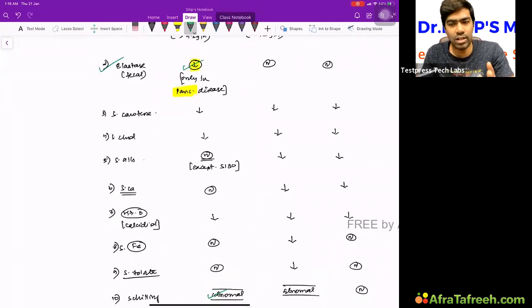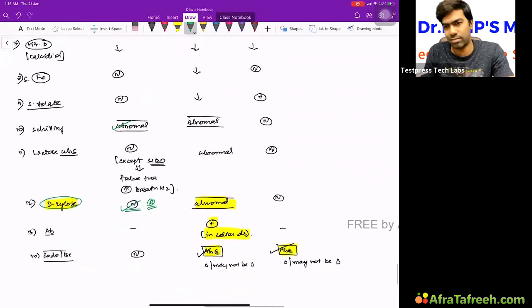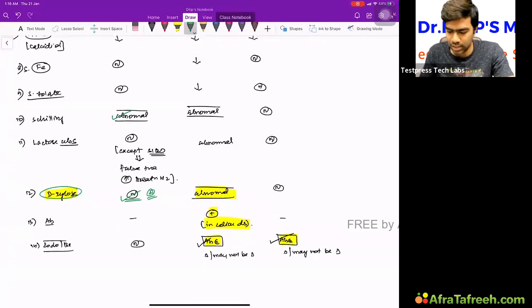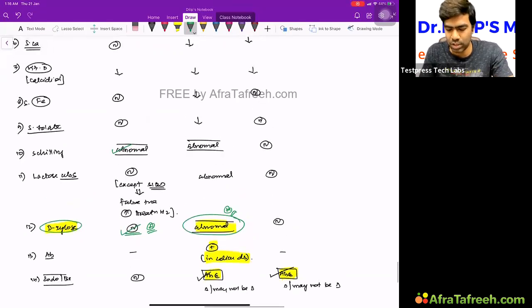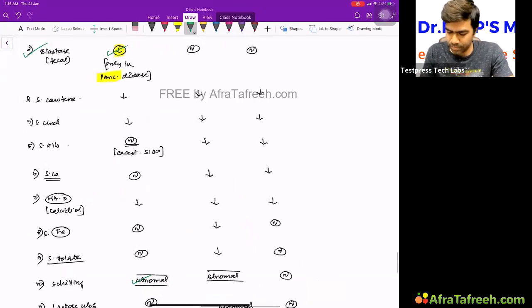As far as mucosal disease is concerned, the most important thing is that the D-xylose test will be abnormal. In fact, D-xylose test will be abnormal only in patients with mucosal disease. That is why this is a very, very important point. In all the other conditions, apart from mucosal disease, D-xylose test will be normal. So if they give an abnormal D-xylose test, you are dealing with a mucosal problem like celiac disease or tropical sprue. And what else is very, very important?